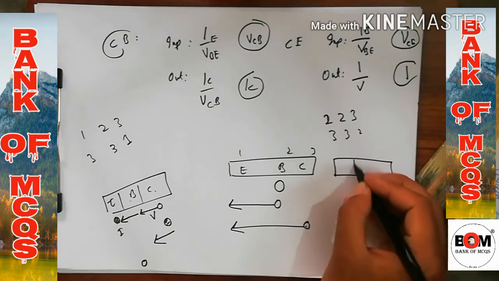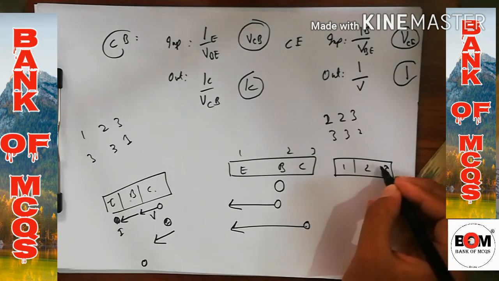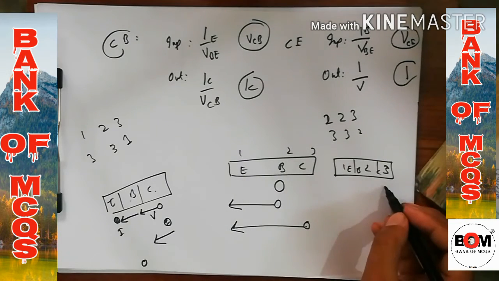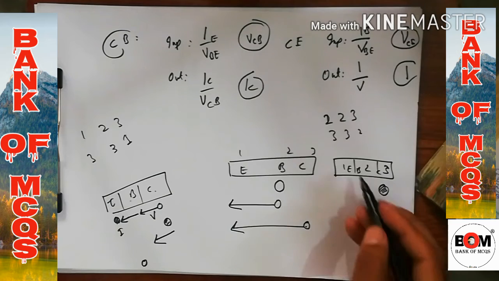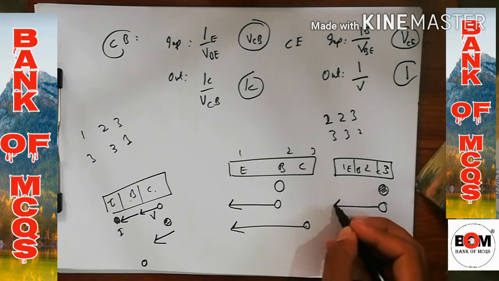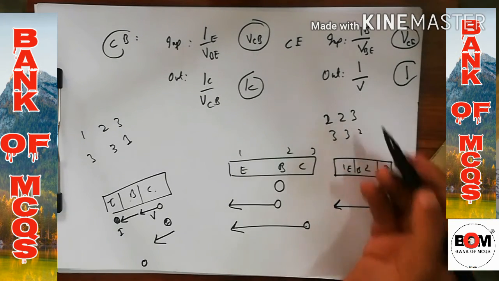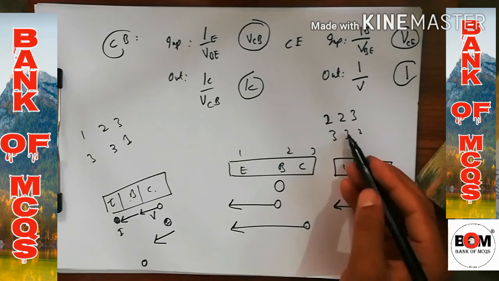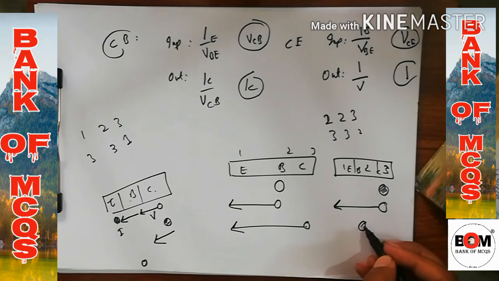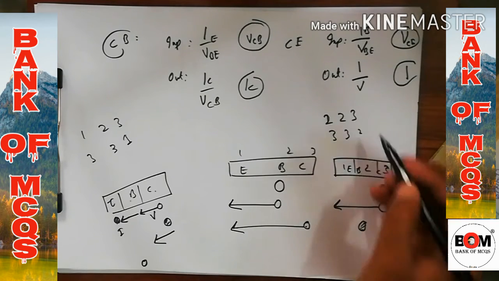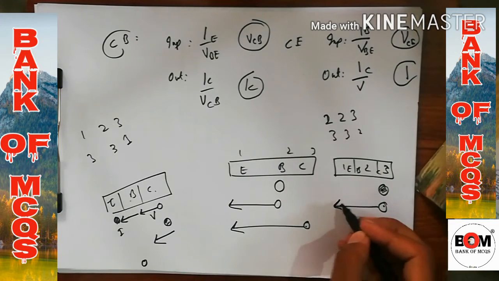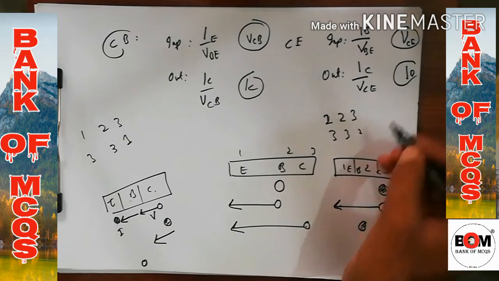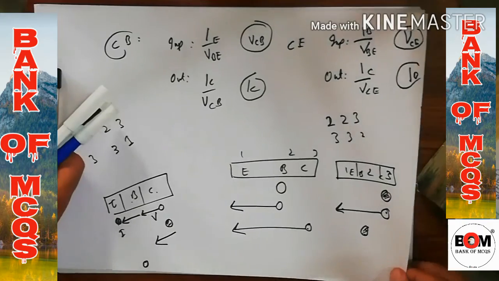Applying the 3, 3, 2 code, 1, 2, 3 are E, B, C. The first is 3, so we write 3. The second is 3, so we write from 3 to 1, because the second value is voltage, and the rest is again current, so we write 3, 3, 2. So this is current: the ratio of IC divided by VCE at constant IB. So this was the ratio of input and output.